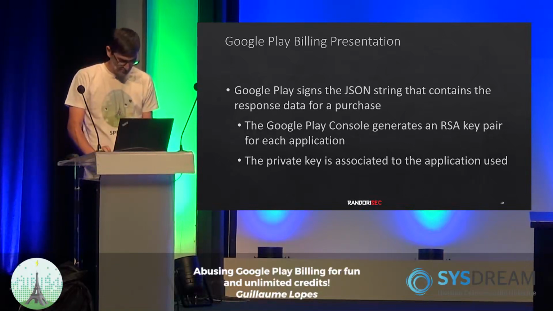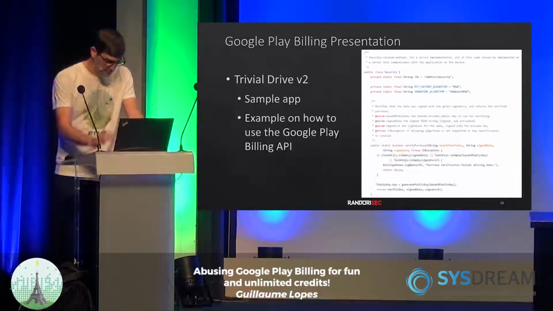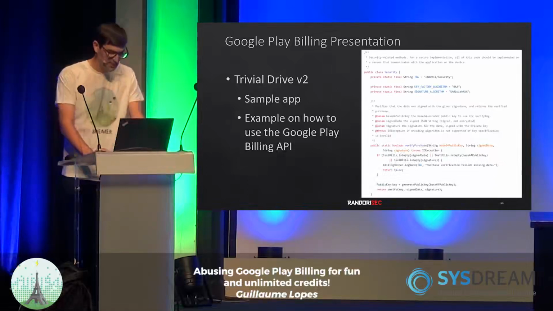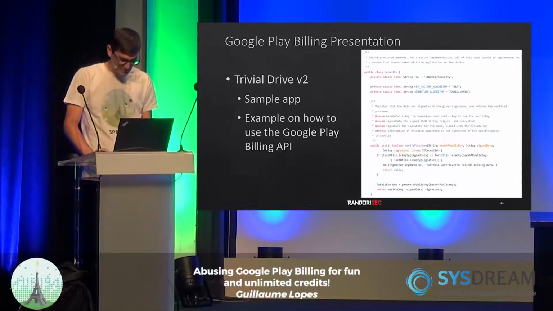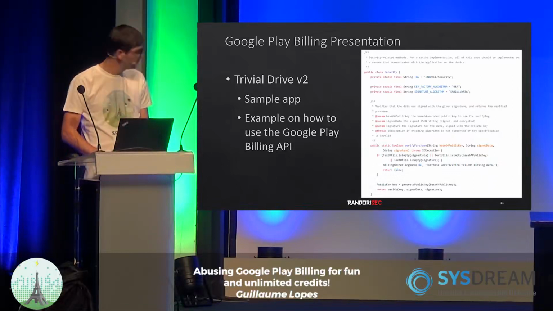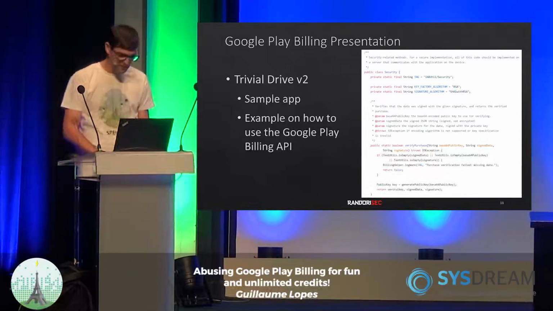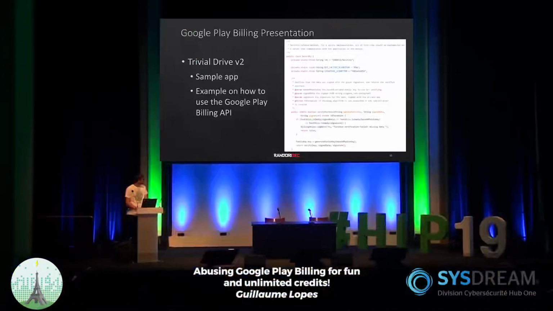So if you look at the code of the Trivial Drive v2, which is again the sample application provided by Google, you can see how the verification is performed. So you have a verify purchase function, and you have some verification to see if the signature is empty, and with the public key, the signature is verified. If it went well, it returns true, and normally the application delivers the product.